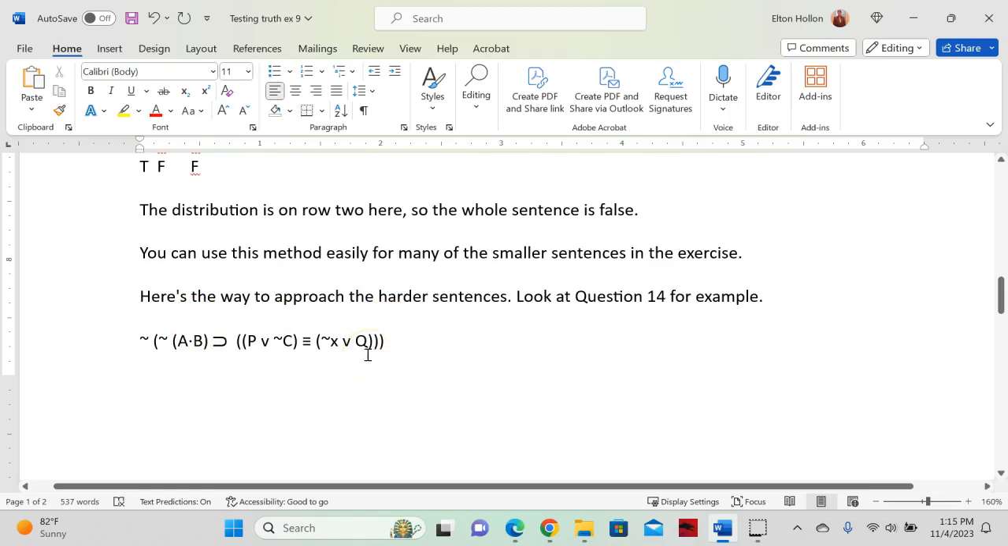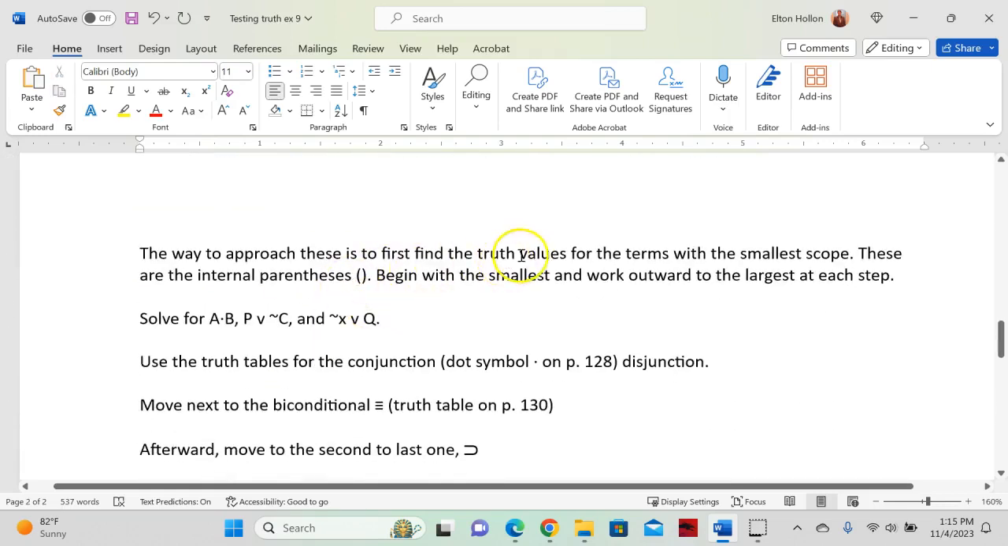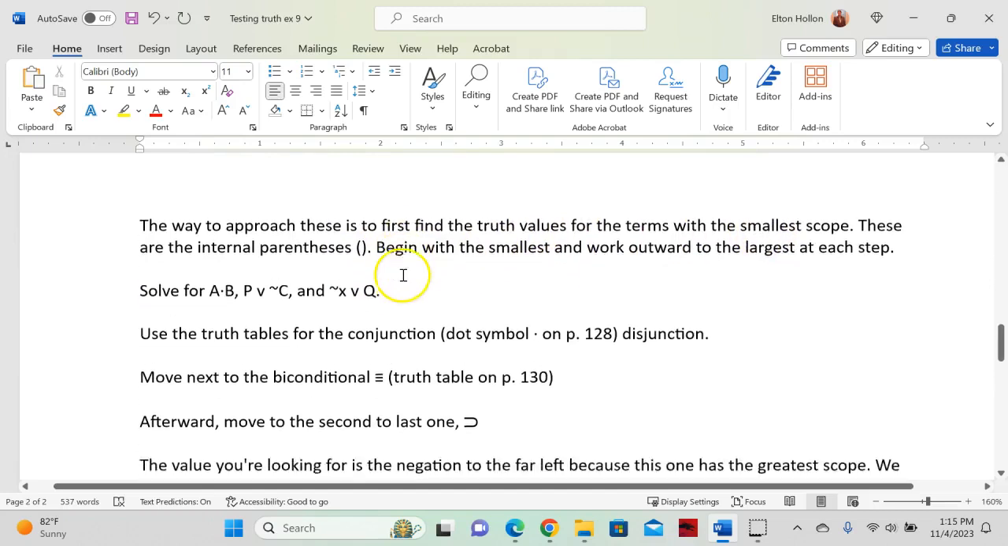We want to begin with the smallest parentheses in the sentences, because those are the connectives in the statements with the smallest scope. So you want to solve for the smallest scope and then move outward to those with greater scope, and then get to the last one. And so we're trying to solve for this negation here. To do that, the way to approach it is to start with the smallest scope.